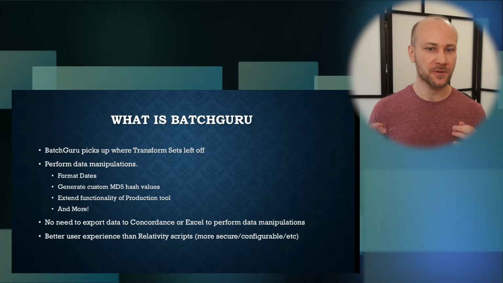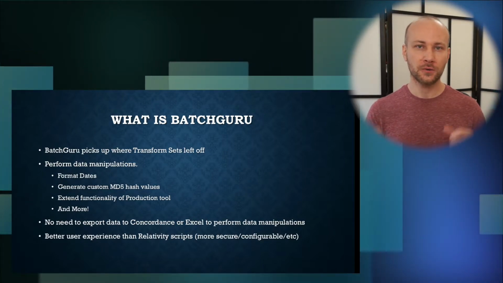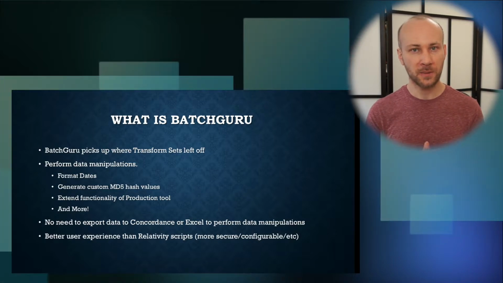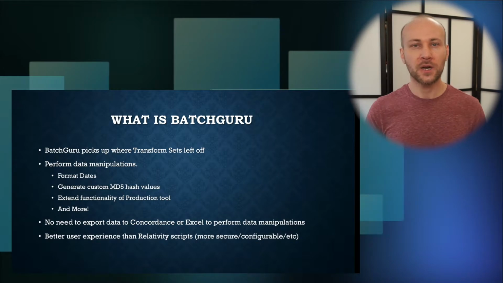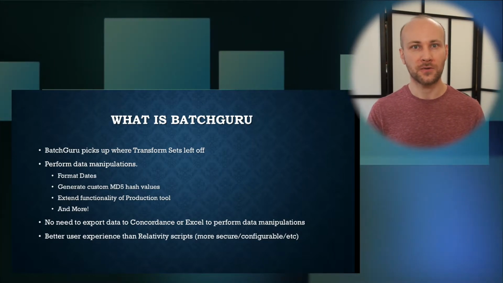BatchGuru picks up where transform sets left off. If you use transform sets, you know how they work. You have some data going in and data coming out. BatchGuru follows the same idea. You choose data that you want to feed into the tool, and then some result comes out and gets stored into a field or exported to a file system.